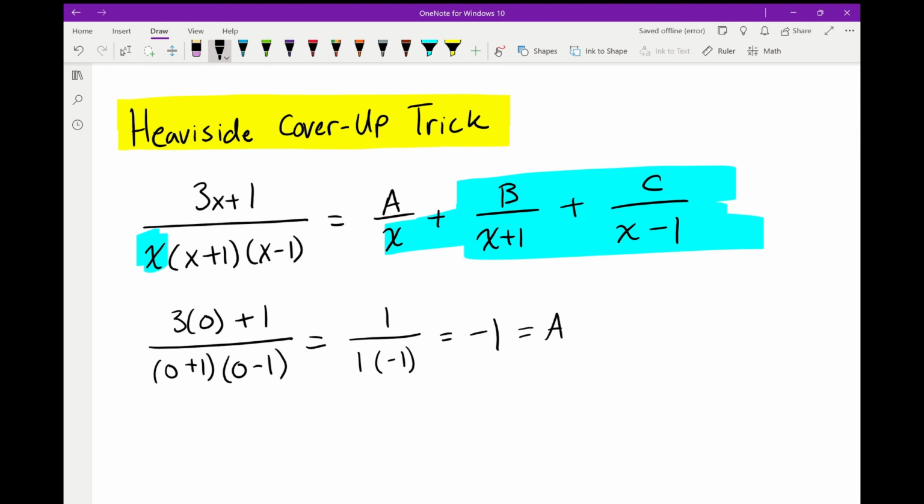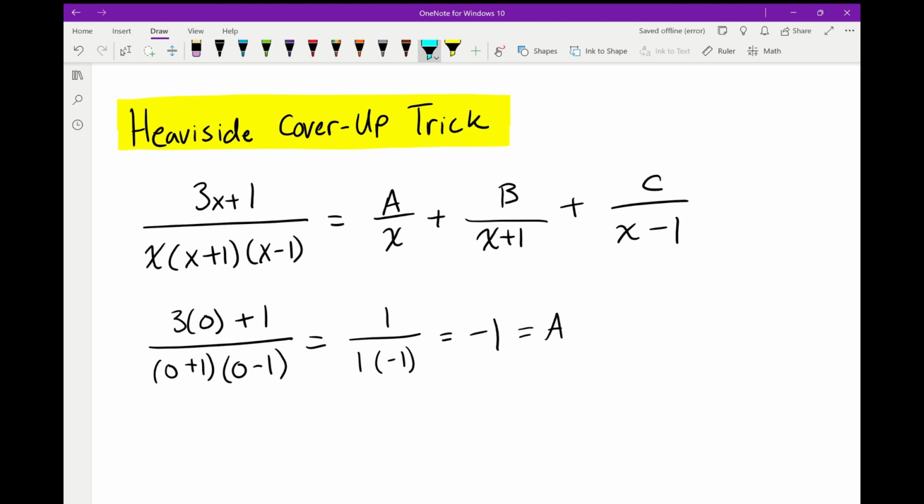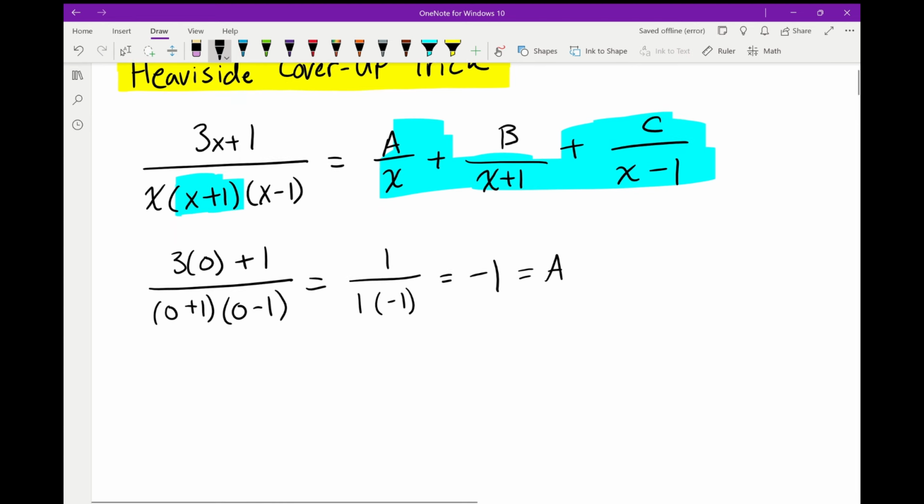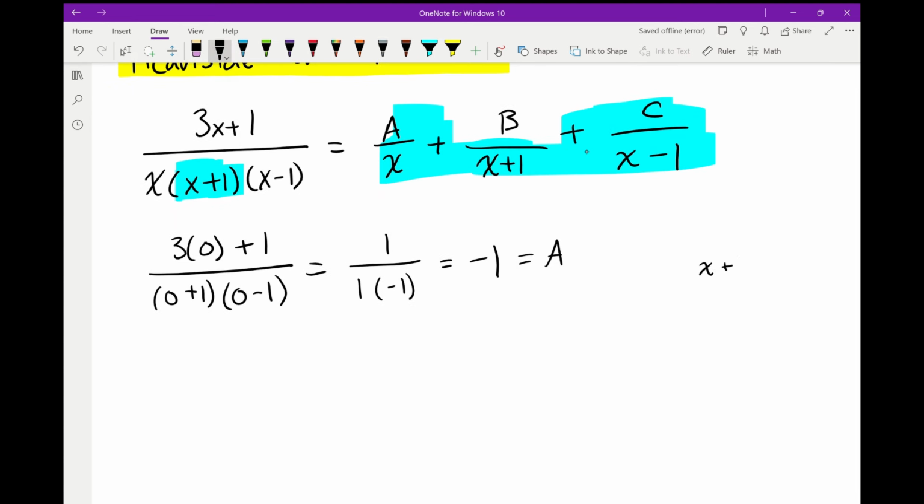Okay, let's try it with b now. So we'll erase that. Now we're solving for b, so we highlight everything except for b. Everything highlighted here in blue doesn't exist. And we cover up the factor corresponding to b. So x plus 1, we pretend that x plus 1 over here doesn't exist. Now we plug in the thing that makes that 0. x plus 1 equals 0 means that x equals negative 1. So we plug in negative 1 for x.